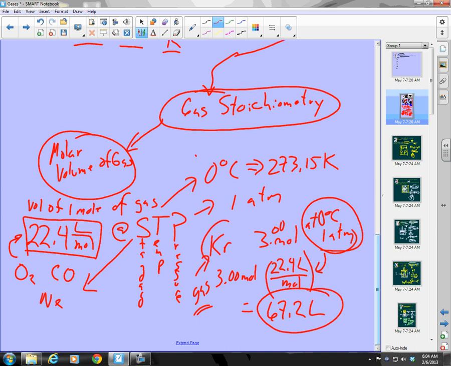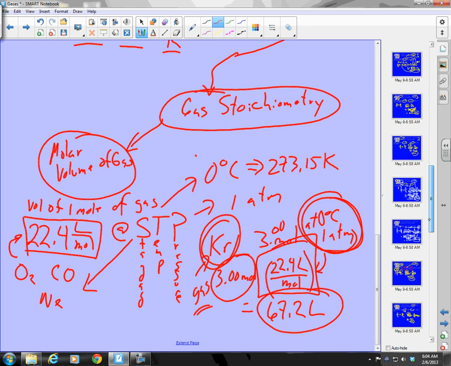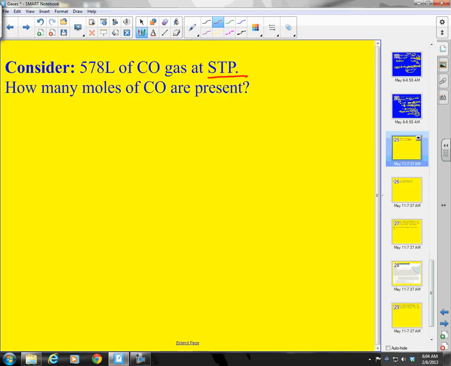Now, does it matter if I change it from krypton to argon? Nope. How about if I change it to N2? Nope. If it's a gas and I have 3 moles of it and it's at STP, the molar volume is always the same. Cool. I think we can answer our question now. Wow, we've done a lot, haven't we? Here we go.